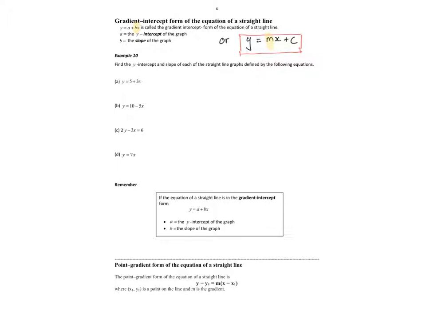The y-intercept is over here. It's the constant on its own, the a term or the c term if you like.